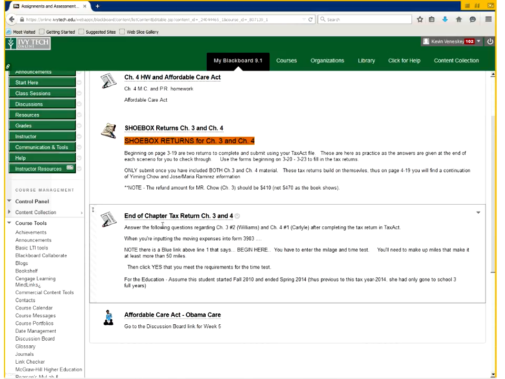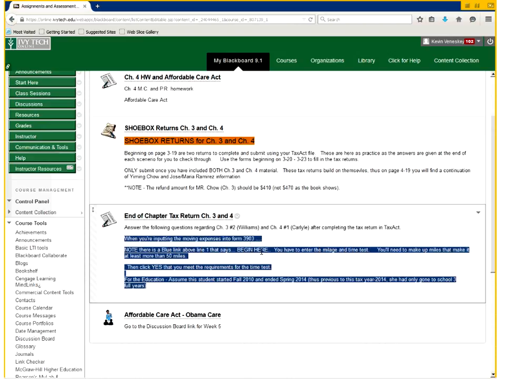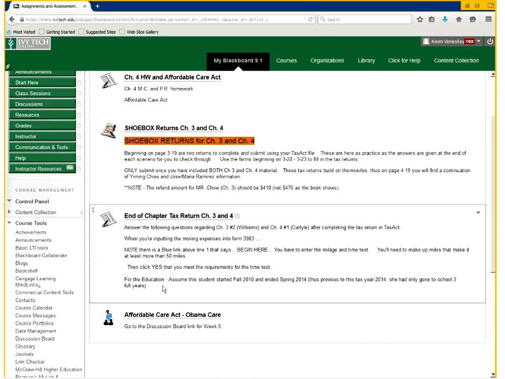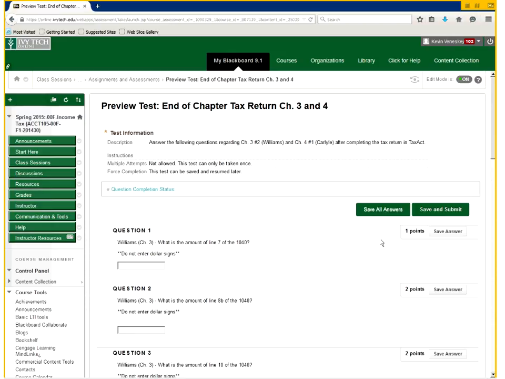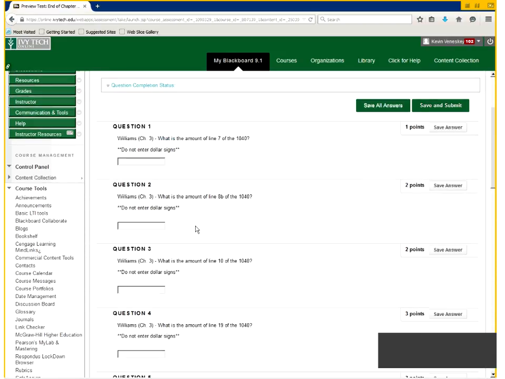What's new this time is we have 2 different tax return options that I want you to do. We're going to go to the end of chapter tax return, Chapter 3 and Chapter 4. And I give you a couple notes as well on this one. When you're doing Chapter 4, you follow along on these notes to make sure you've entered in the moving expenses correctly, and for just a little bit of information on the education as well. So when you go into the end of Chapter 3 and Chapter 4, instead of actually attaching your tax return like you did in Chapter 1 and 2, you're going to answer some simple dollar amounts to let you know how you're doing, to let you know if you got it right or wrong.